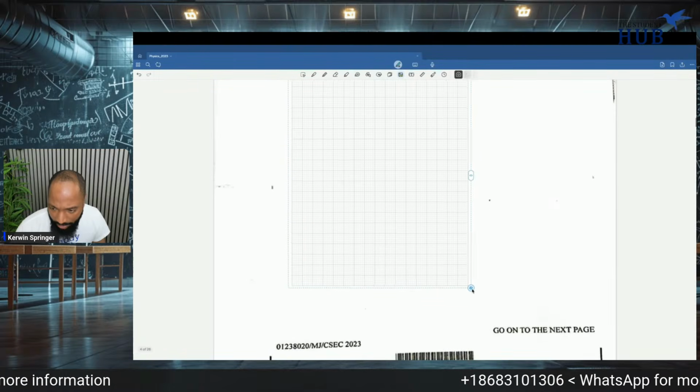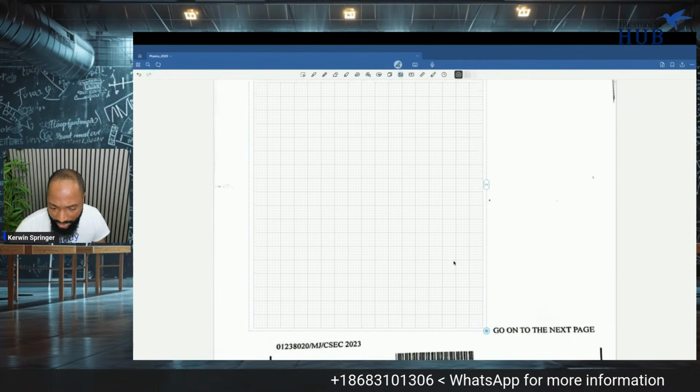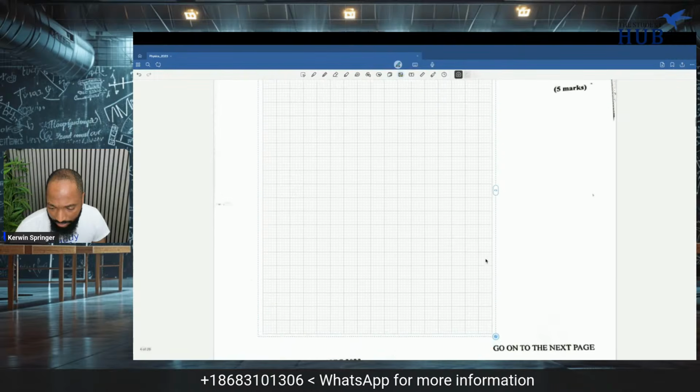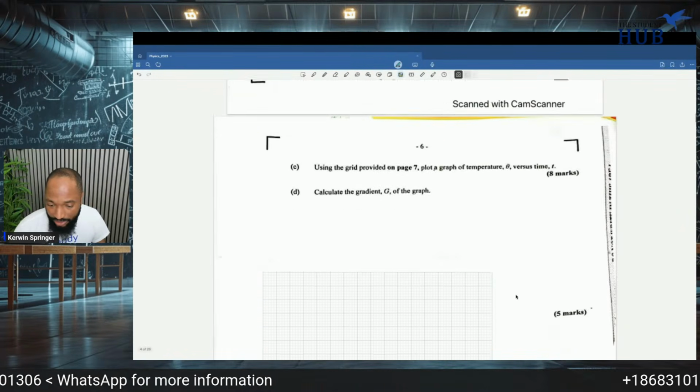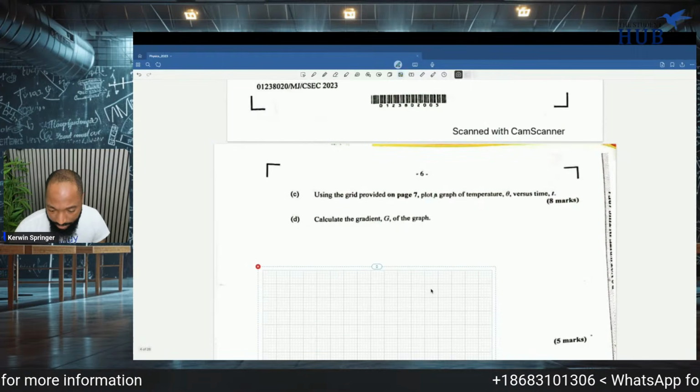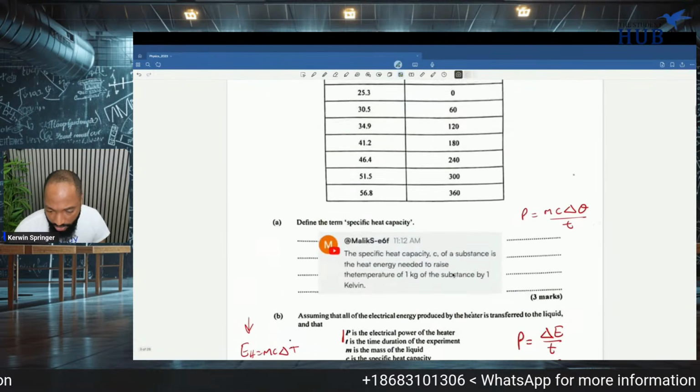Usually you get this type of graph. These days they're making the graph with the scale on it already and the axes already labeled. So what we're going to use is we're going to use these values.